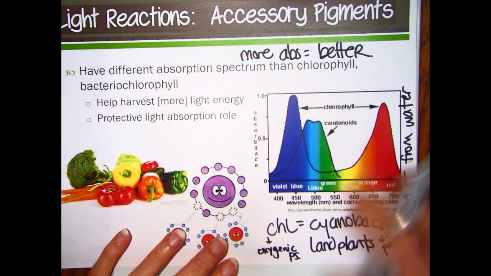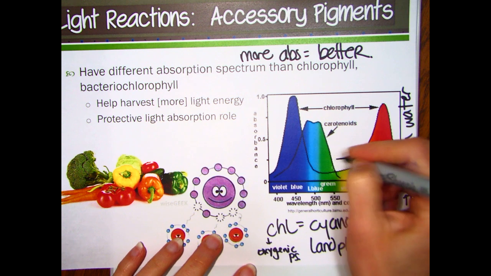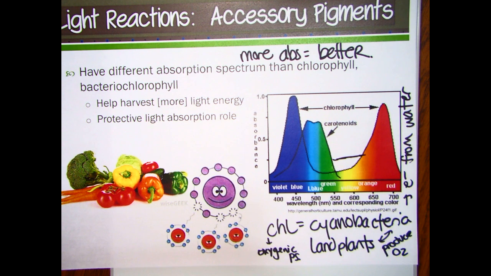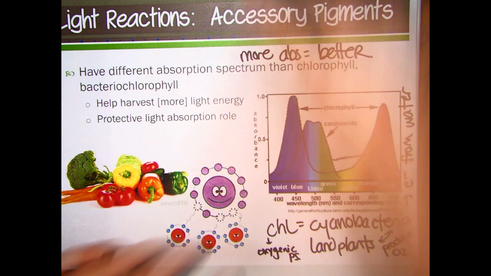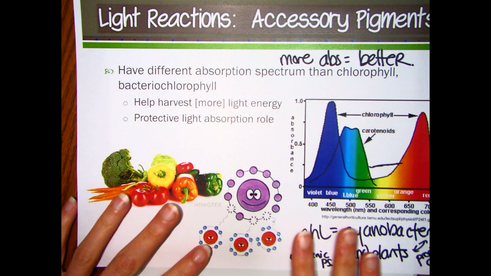And so this cell would be more likely to look green or yellow or maybe a little bit orange, like some of these attractive produce items here. And so accessory pigments are pigments that do a supplemental light absorption role.